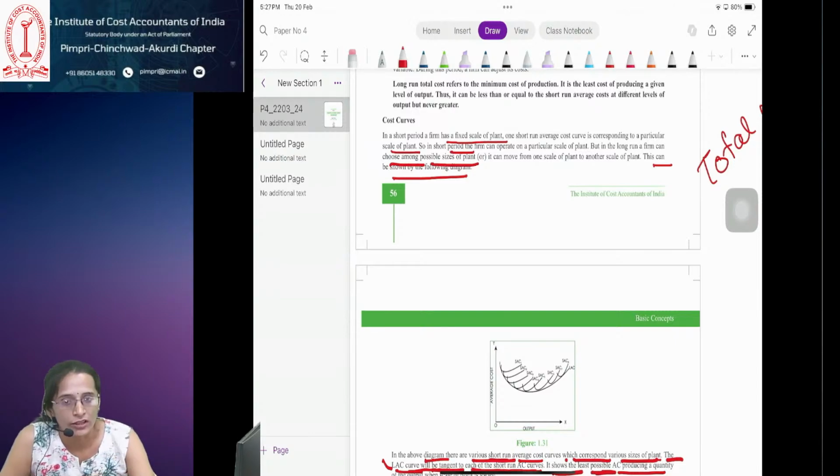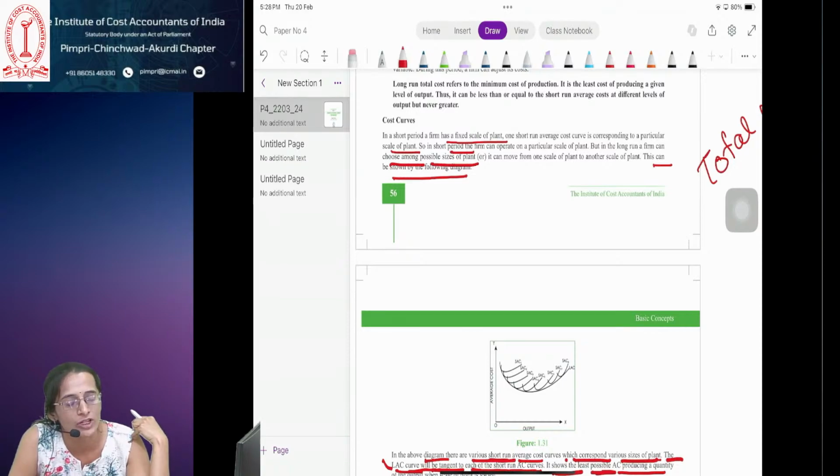So if the scale of production changes, what will happen to the cost curves we are discussing? What will happen to the cost curve? The scale of production is changing, so the cost curve will keep on increasing and decreasing, right? So we are discussing the short run average cost.